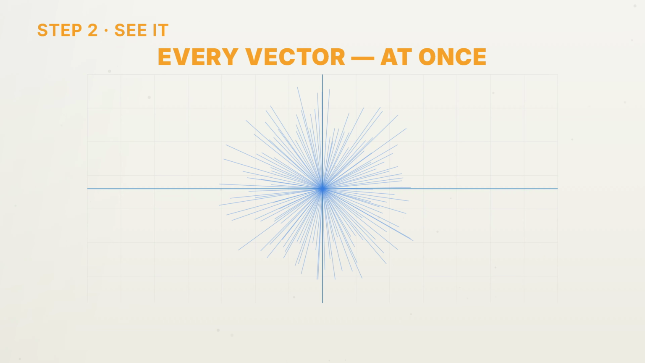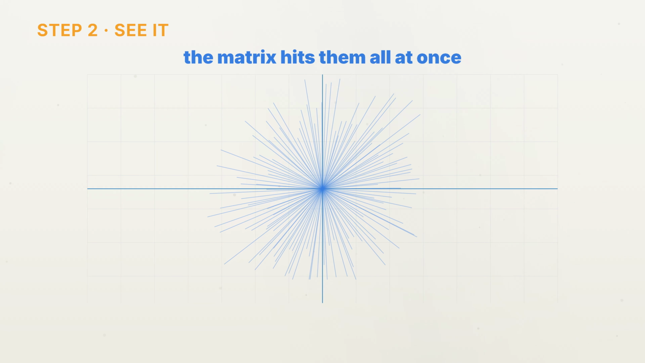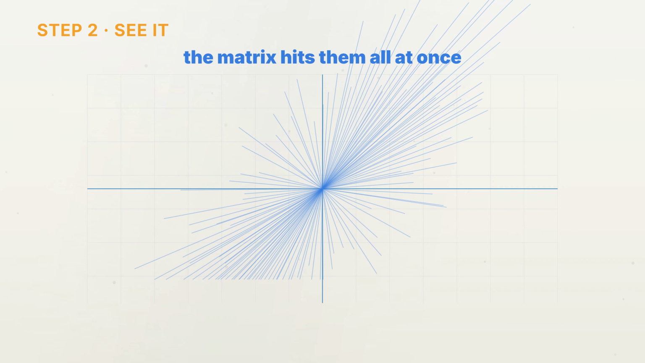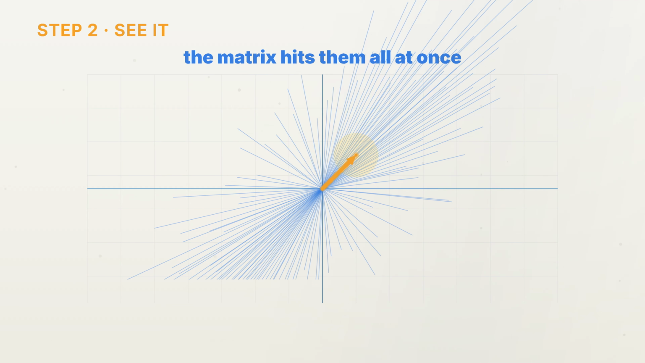Now let's zoom out and see the whole story. Every arrow on screen is a different vector. Every direction you can point from the origin. Now the matrix hits them all at once. Watch, almost every vector twists, rotates, changes direction. The whole space is moving. But this one, look, no rotation, no twist, it just stretches, everything else fights. This one is perfectly aligned.